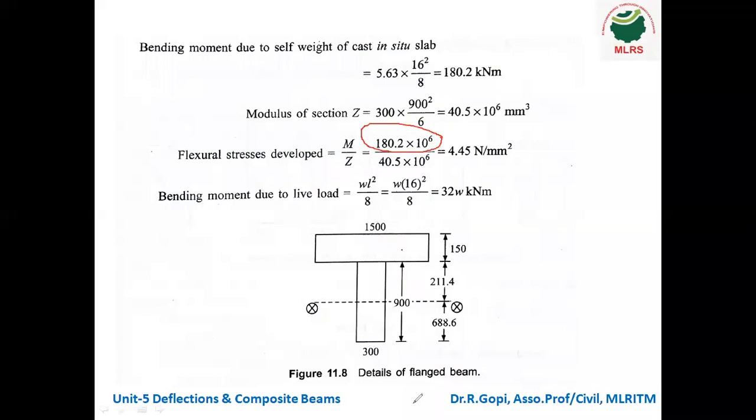Students, while writing in the examination, you may have a doubt here. In the case of the cast in situ slab, to find the stress we have to put the bending moment due to the self weight of the slab divided by the Z value, which is the beam section modulus only, because the load is transferred to the beam only. So from this, the stress is 4.45 Newton per mm square.